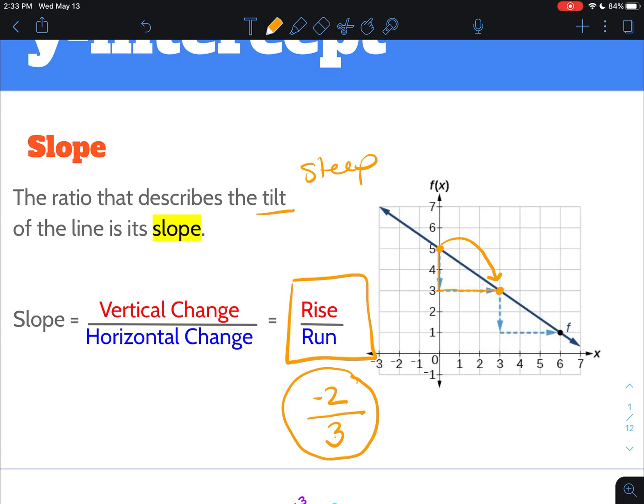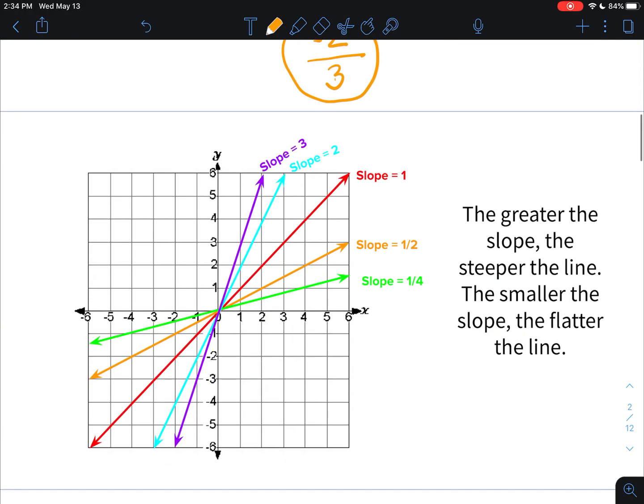So the slope of that line is actually -2/3. Okay, and I'm going to do it a couple times. Hopefully you'll pick up on it. You're literally going from one point to another and doing rise over run.